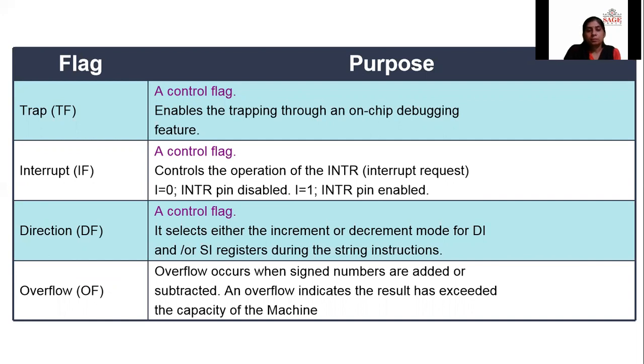The direction flag selects either the increment or decrement mode of the DI during the string instructions. And overflow occurs when signed numbers are added or subtracted. Overflow indicates the result has exceeded the capacity of the machine.